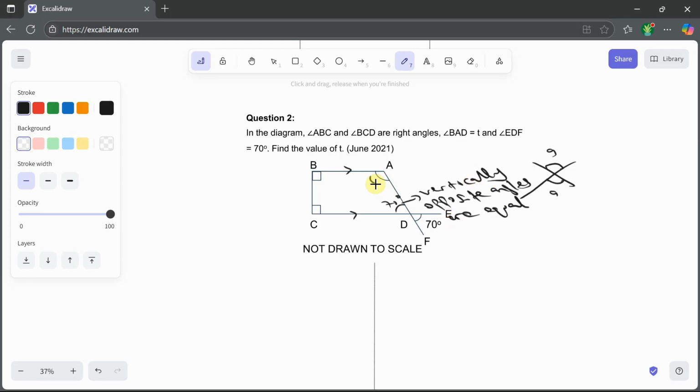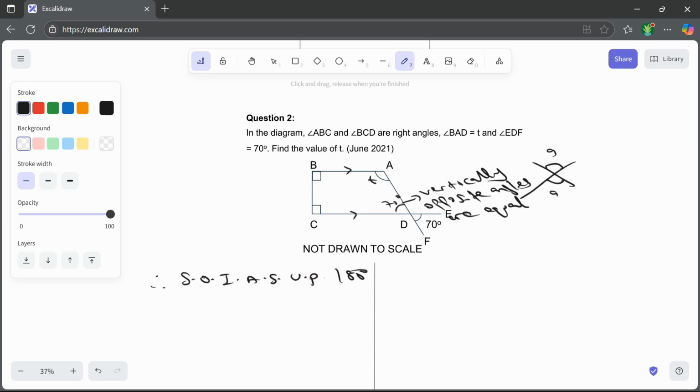So if this is angle T and this is angle 70 degrees, what can you say about the two of them? Great. Opposite interior angles sum up to 180 degrees. So we could say, therefore, since opposite interior angles sum up to 180 degrees, I'm writing this in short form because I don't want to write it out.